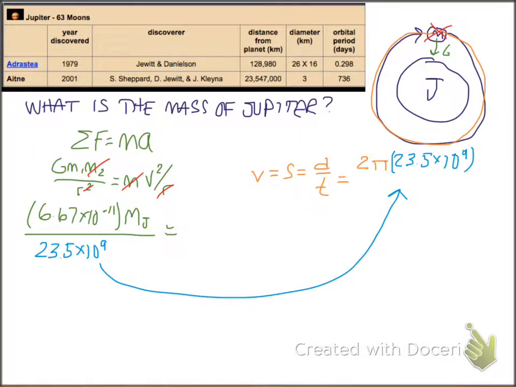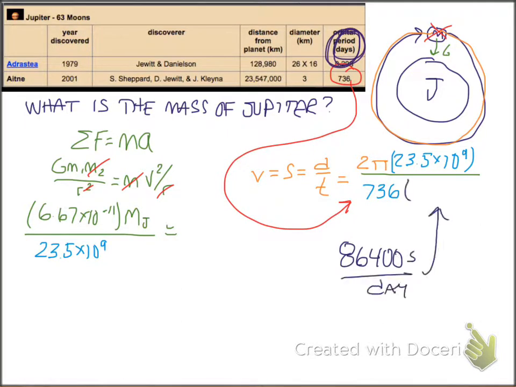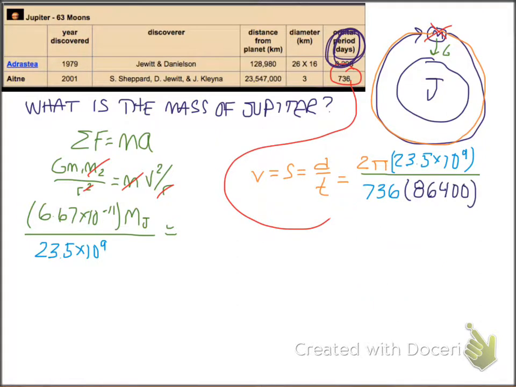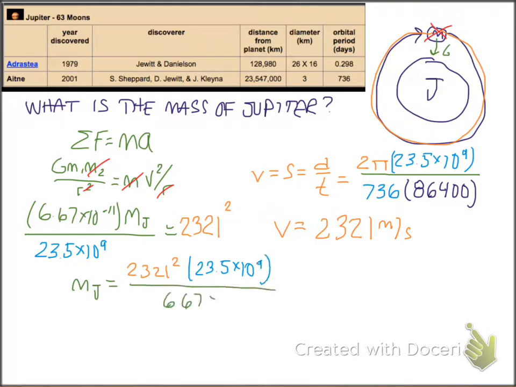And how would we determine the time? Well, the chart says that the period is 736 days. But we're not done yet because we need to get that into seconds. We know that there's 86400 seconds in a day. And what do we do with that v? Well, we bring it back over into our equation. Now we solve for the mass of Jupiter. We multiply by the radius, the blue number there, and then we divide by the gravitational constant.